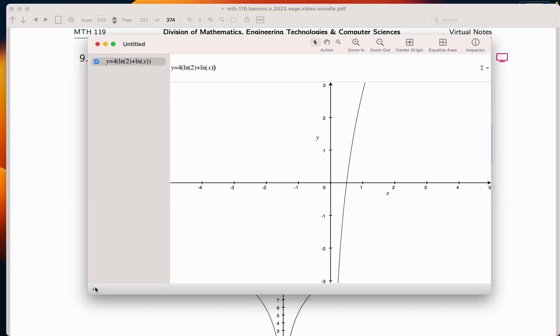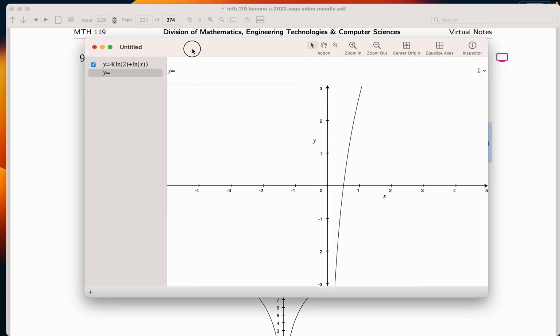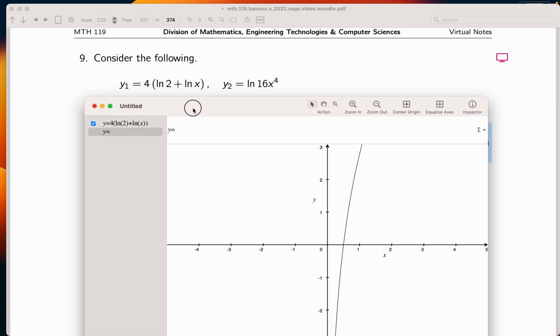I'm going to put another equation in over here. New equation. All right, now you should have enough skills with logs now to know that these two things look equivalent. Like if you simplified those, you'd get the same thing in both cases, whether you expanded or contracted it. But let's see if they give the same graph. So natural log, and that's going to be 16 x to the fourth power, right?